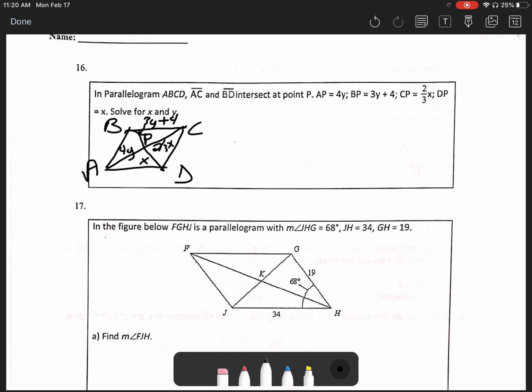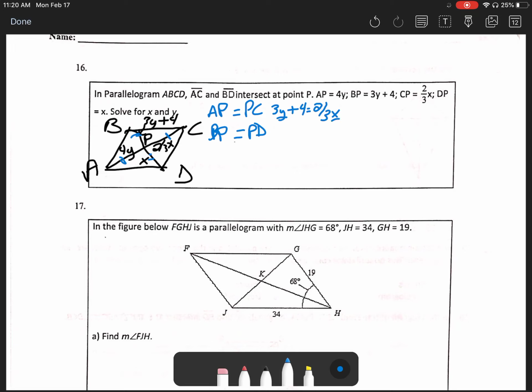Now, first thing we have to think about is, what do I know about parallelograms? Well, I'm being given a lot of information about the diagonals, and the one thing I know about the diagonals is that they bisect each other. So I know that AP is going to be equal to PC, and I also know BP is going to be equal to PD. Okay, so if that's true, then I know that 3y plus 4 is equal to 2/3 x, which isn't quite helpful because I have 2 different variables.